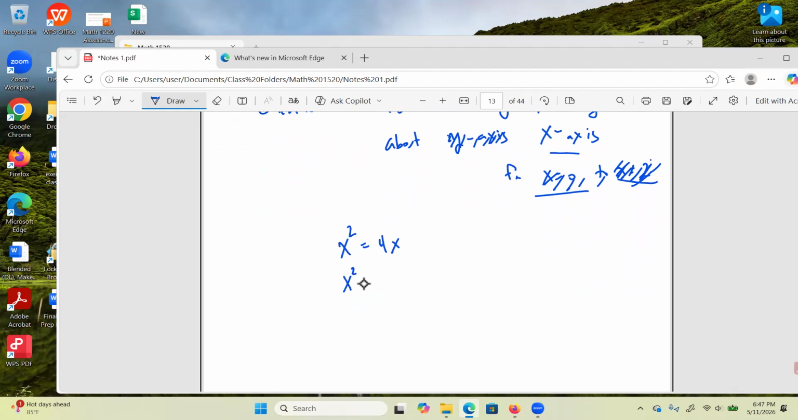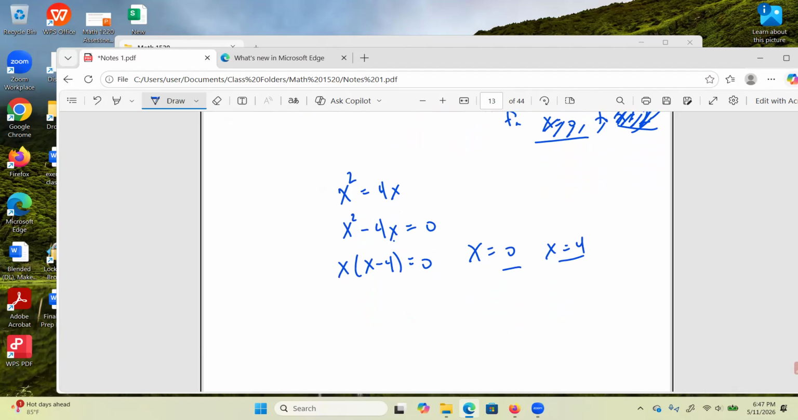We have x squared minus 4x equals 0. Let's factor out an x. We have x times (x minus 4) equals 0. So we'll have x equals 0 or x equals 4. So it's going to go from 0 to 4. All right, let's have a look at what this graph is going to look like. So we have our x squared.